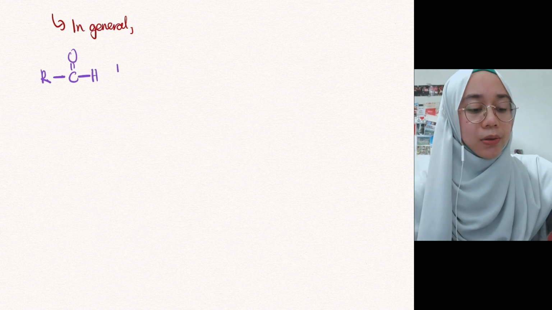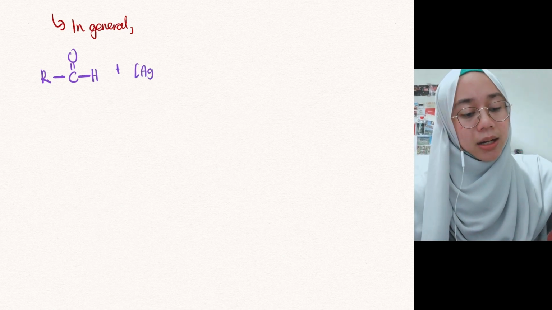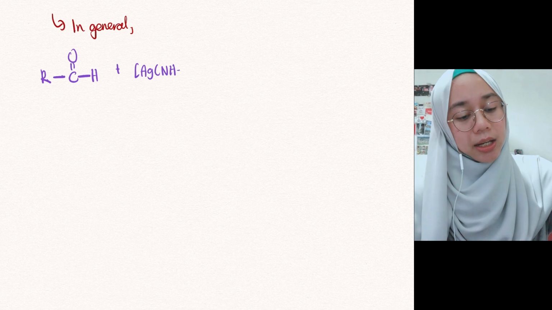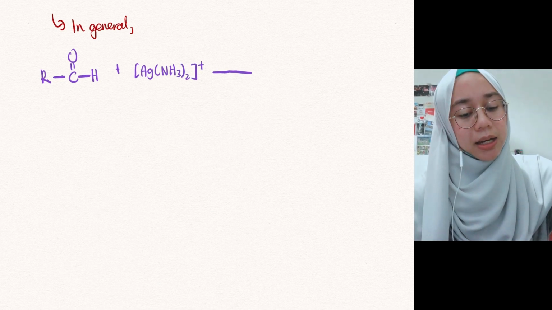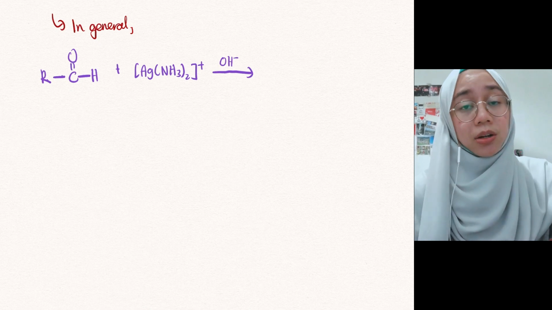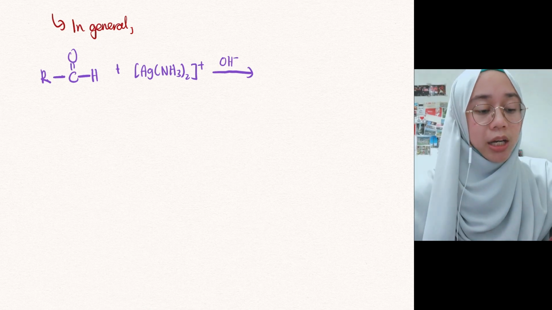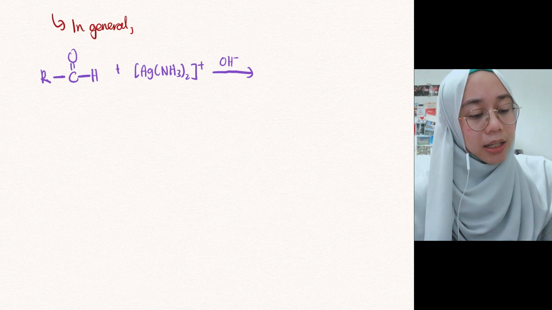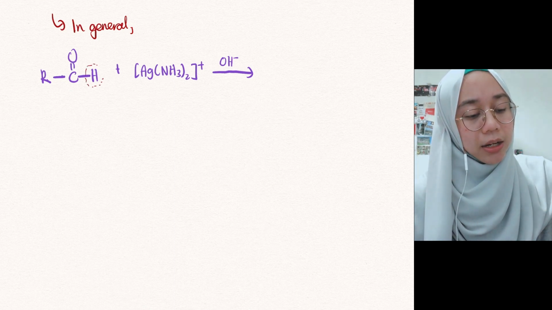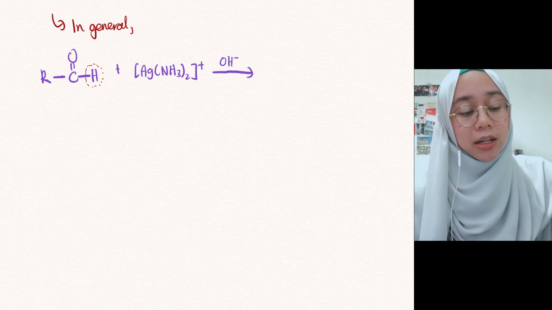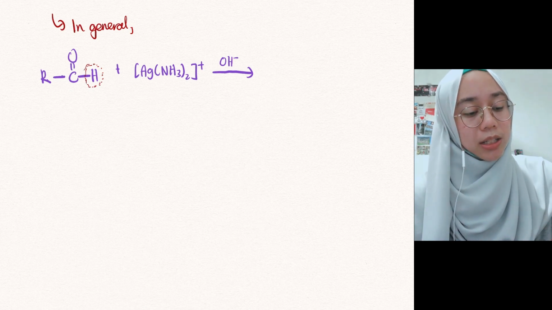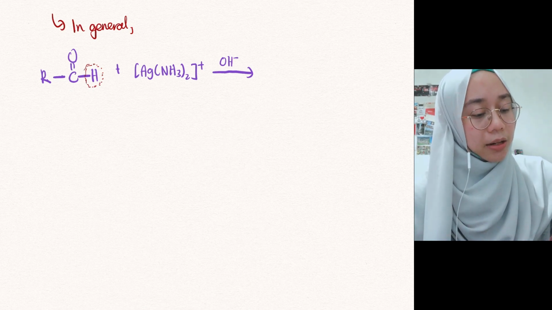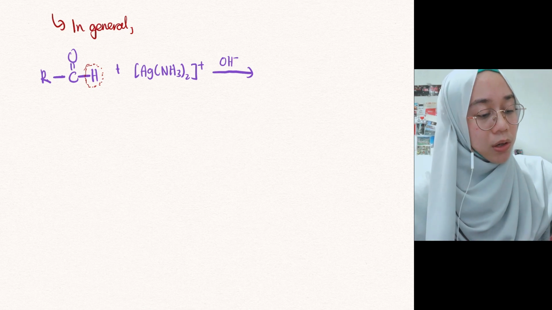Okay, so kita tambahkan di AgNH3 tutup bracket, letak plus, and then the OH negative you put it on top of the arrow. Okay, so apa yang akan berlaku adalah bahagian H ni nanti kita gantikan dengan oksigen je lah. Kita gantikan dengan oksigen sebab oxidation kan, so berlakunya oksigen kat situ.